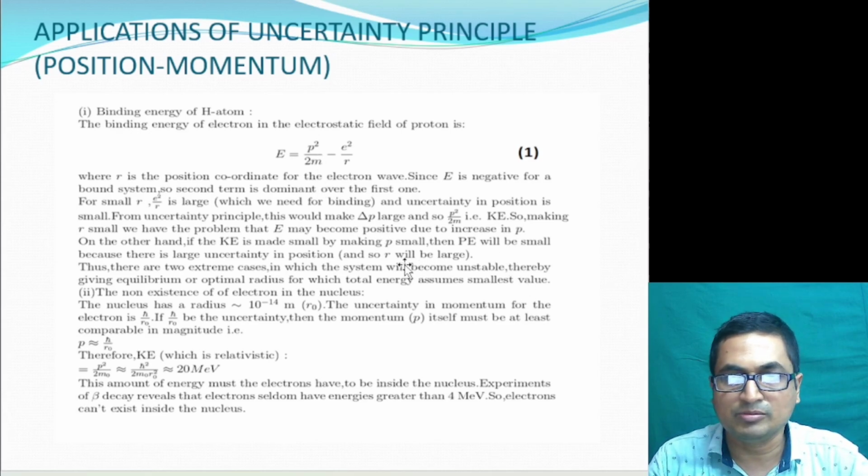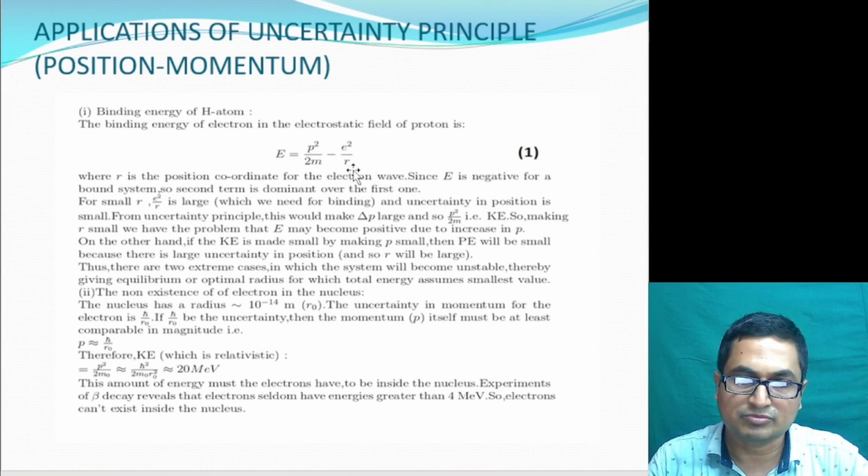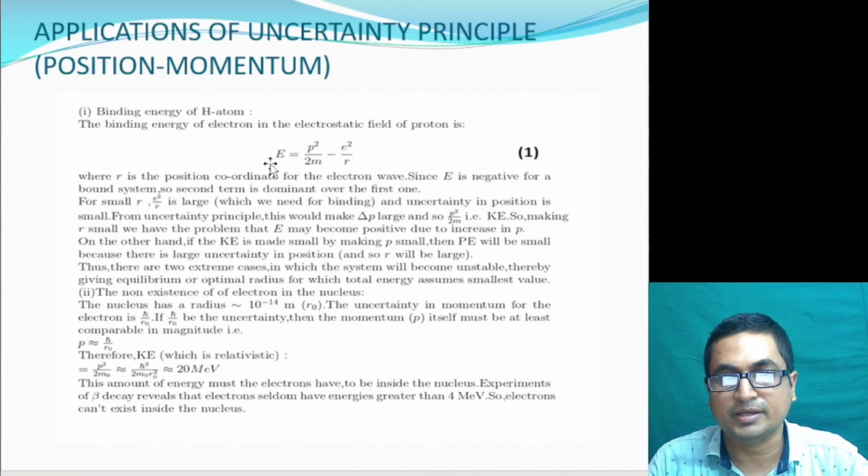In that case r will be large, and since r is large, the uncertainty in position will also be large. So we are left with more kinetic energy for less r, and more potential energy for large momentum. So for a small positional uncertainty, we have the chance of E becoming positive, and for smaller p, the positional uncertainty becomes large, and in that case we have kinetic energy becoming small and E becoming negative.